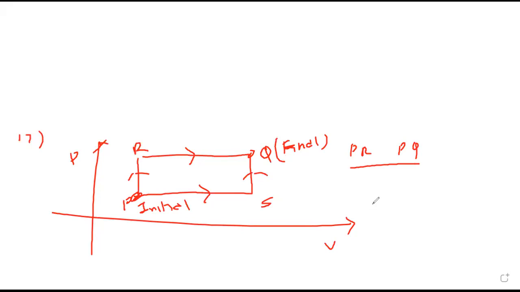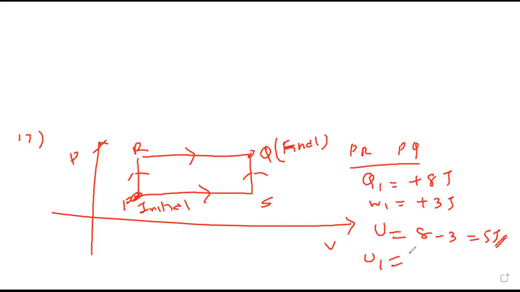In that case, 8 joule of heat is absorbed. Absorbed means plus 8. And 3 joule of work is done by it, so plus 3. From this, I can find the internal energy, which is constant for both paths. So internal energy will be 8 minus 3 equal to 5. Now U1 and U2 are the same, which is 5.